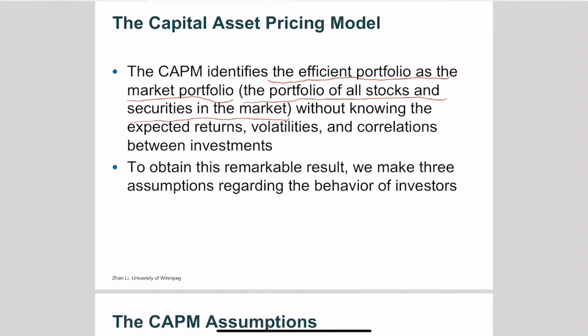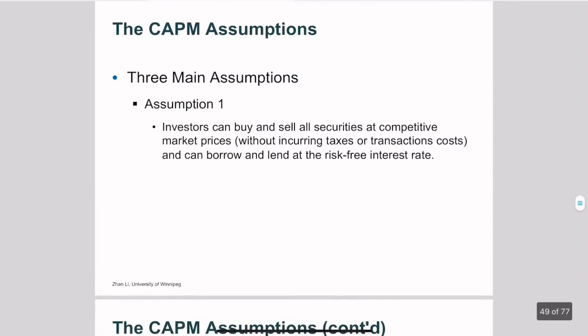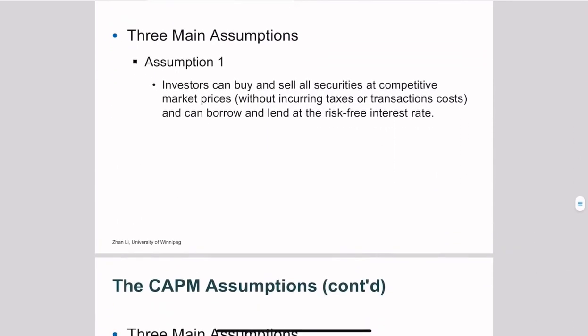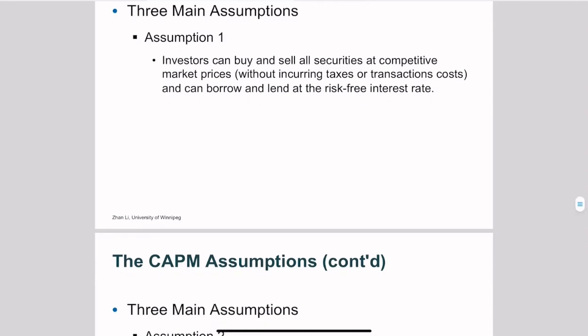Right? Now, how could we get this important result? Under what assumptions could we claim that the efficient portfolio is the market portfolio? Well, we have to make several assumptions. This section is a little bit theoretical, but I think it's interesting, and it also gives you some intuition why we could consider the market portfolio as the efficient portfolio. Okay, now let me first state the three main assumptions.